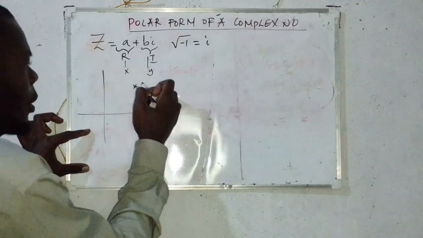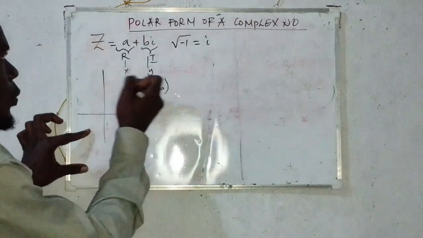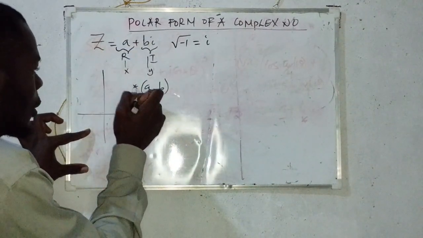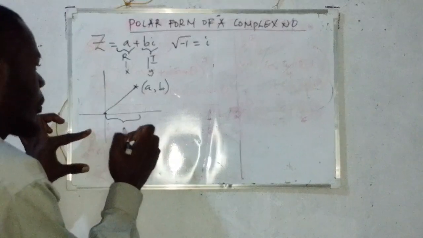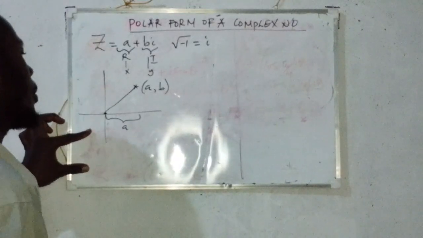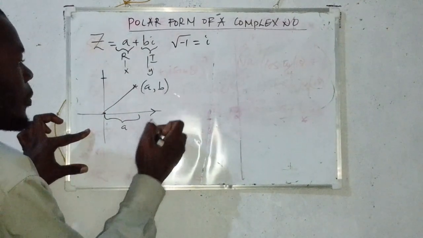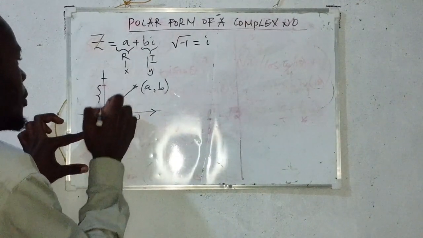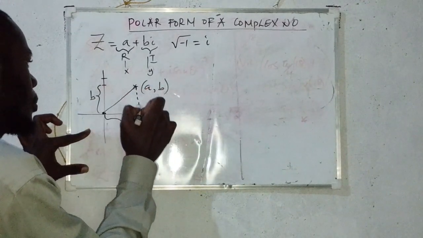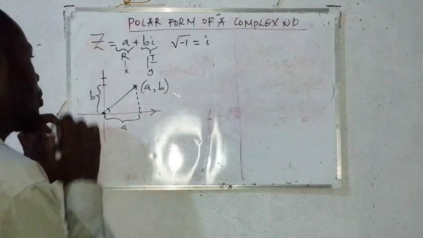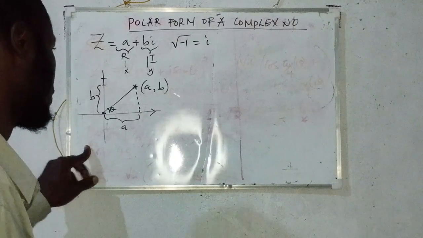So if we have our complex number, using the two coefficients, we plot it. On the x-axis we have our a units, and on the y-axis, or the imaginary axis, we have our b units. If you have this diagram, it means we can get that angle.